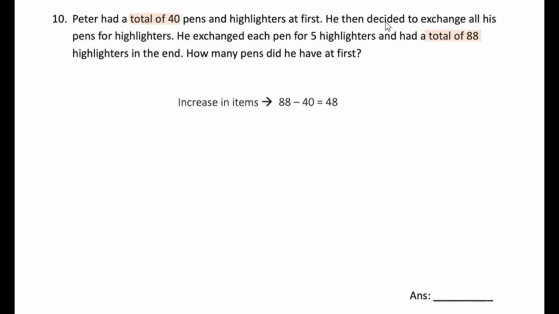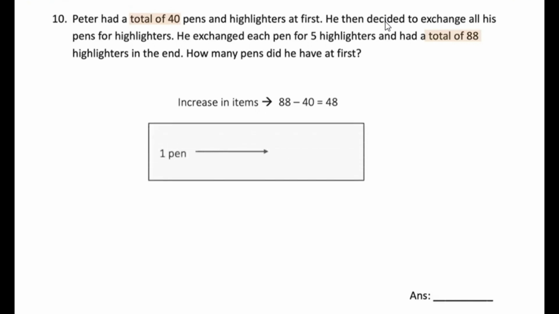Because every pen can give you 5 highlighters. Meaning what? Every pen, when you change from 1 pen to 5 highlighters, your number of items increases by 4. Correct? Every pen you change to 5 highlighters, your number of items increases by 4. In total, your number of items increased by 48.